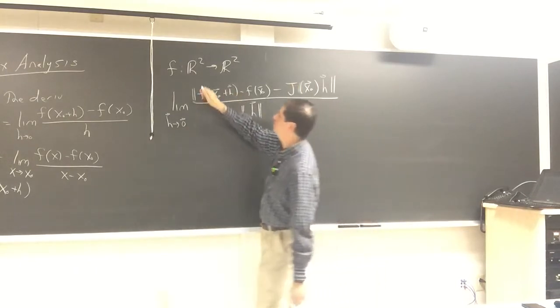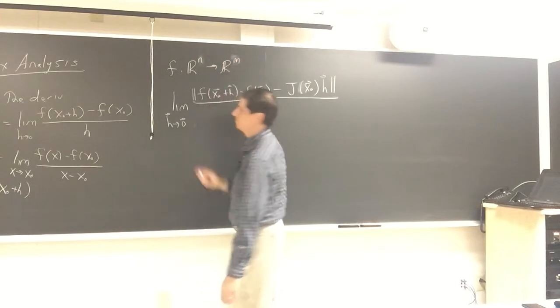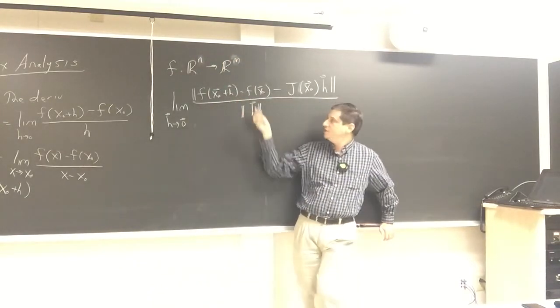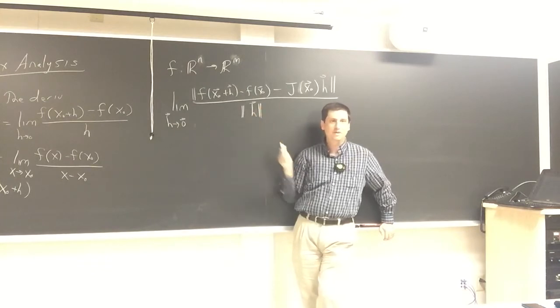And of course, we don't really need to do it from 2 to 2. We could do it from n to m. And we've got to be careful because the length up here may not be the same as the length up here, because they could have different numbers of components. This is the rigorous definition.